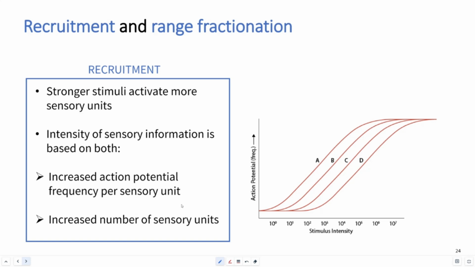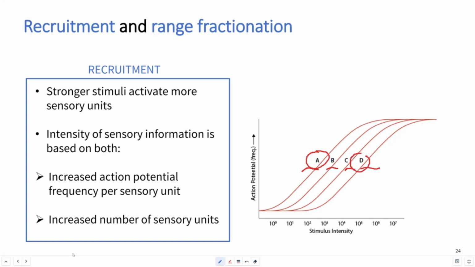On the right-hand side, range fractionation refers to the process by which the range of stimulus intensity is encoded by different types of neurons. So you have neurons A, B, C, and D, and they have different ranges. This means that low-range stimulus intensities may activate a specific group of neurons that has a low firing threshold, whereas a higher range of intensities may activate a different group of neurons with a higher firing threshold. The letter A represents a lower intensity neuron, and letter D represents a higher intensity neuron.